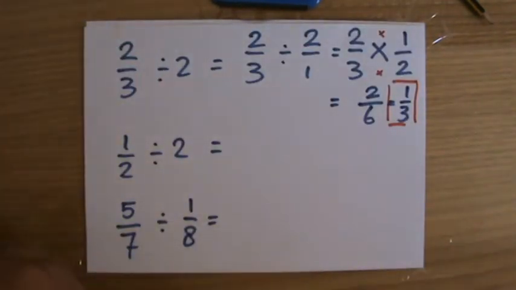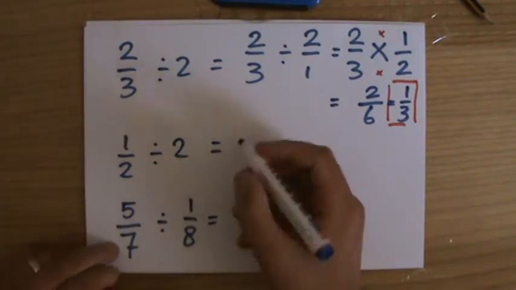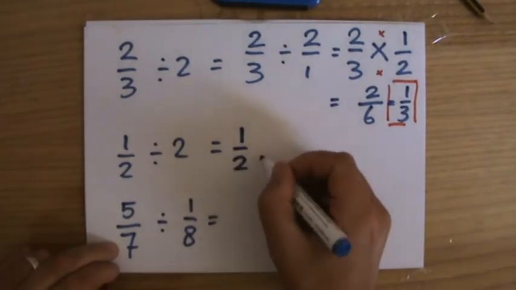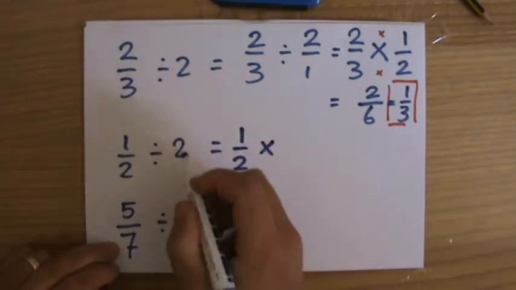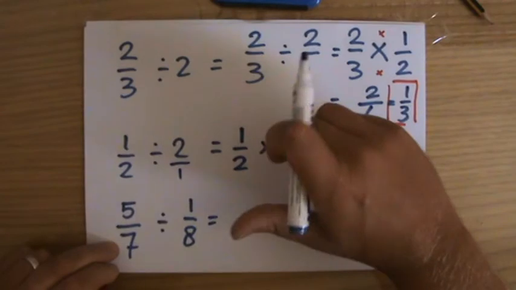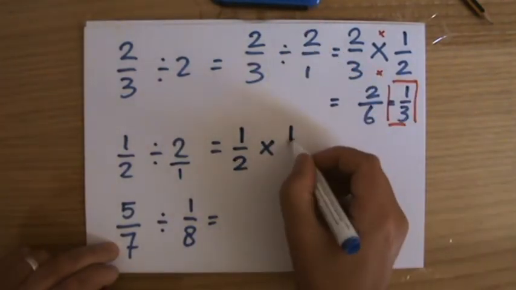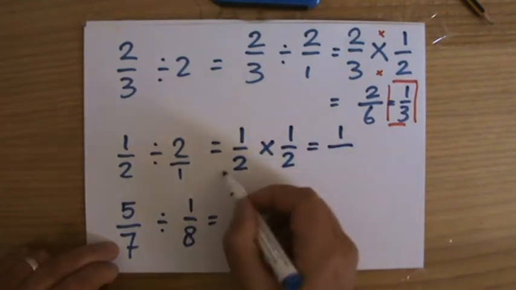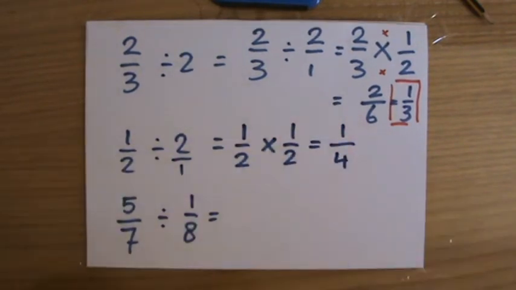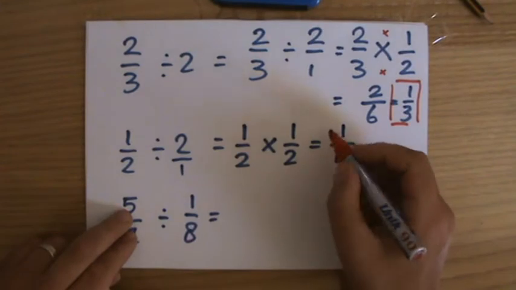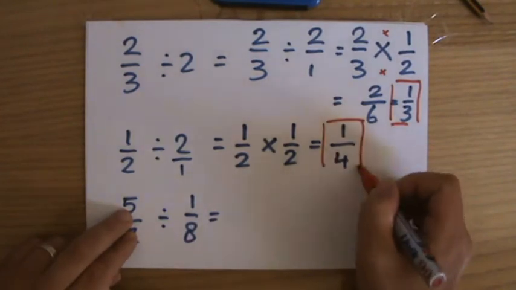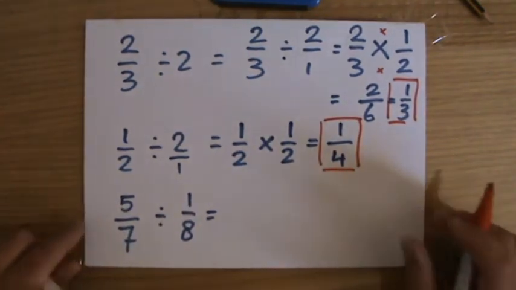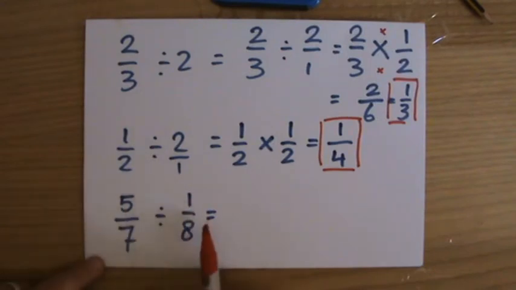So 1/2 divided by 2, I know my answer is a quarter, but 1/2 divided by 2 becomes times the reciprocal, that is 2/1 turned around, so 1/2 times 1/2. 1 times 1 is 1, 2 times 2 is 4. And indeed, that is the answer I expected. Now, why is it important to understand this method and that you're able to apply it? Because you're going to get these types of questions.